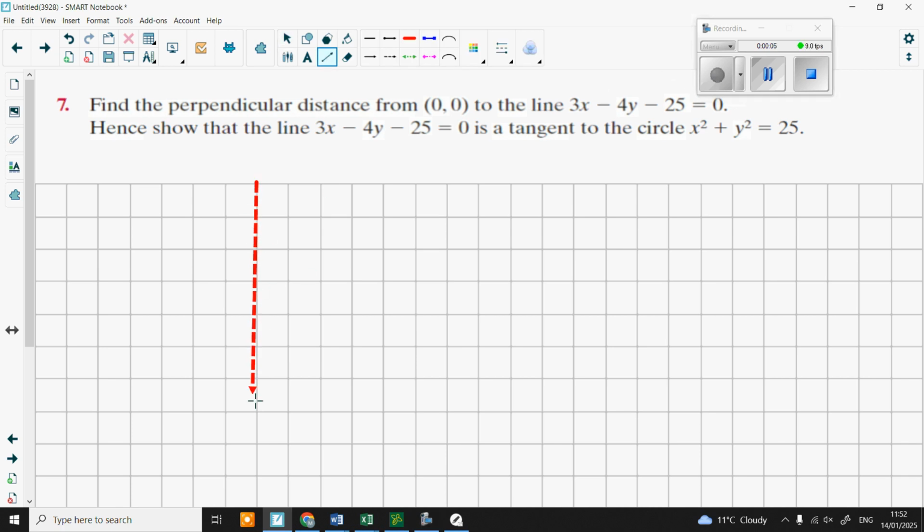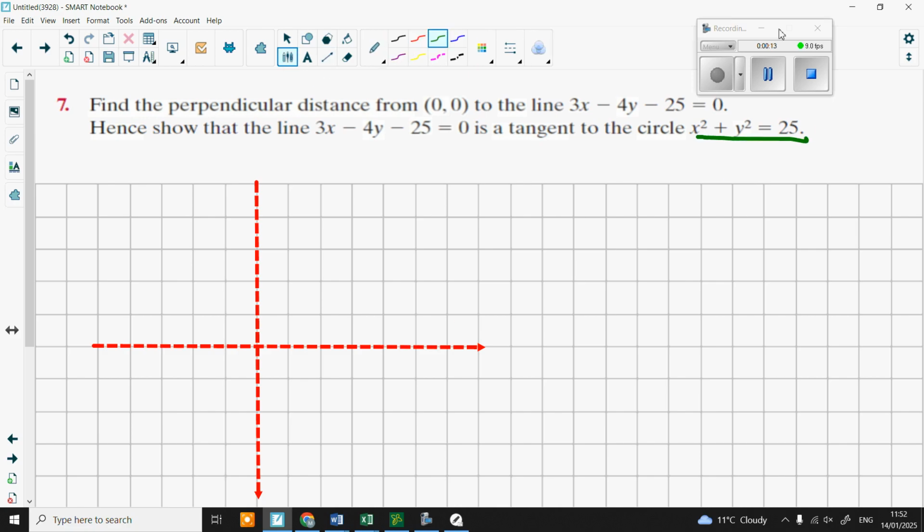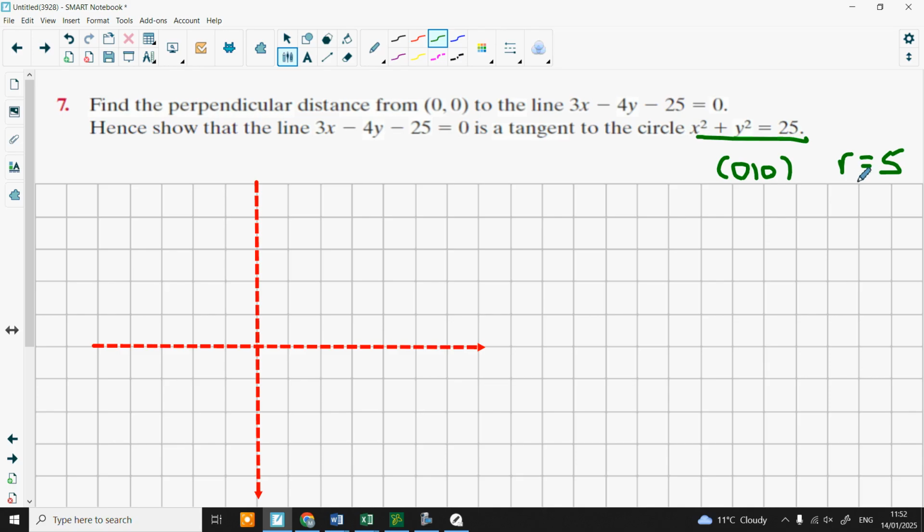Question 7. There's your XY axis. Are you happy enough with that? What's the center of this circle that I'm underlining here? Would you all agree with 0, 0, radius 5? Happy enough? 0, 0, radius 5. Okay, so it essentially looks like this.